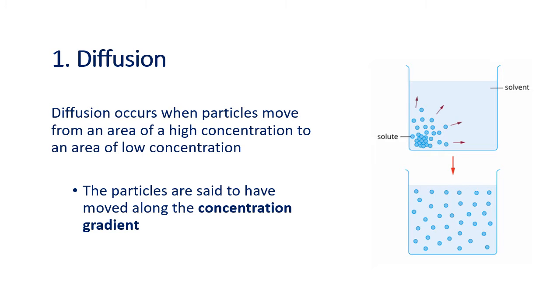Diffusion occurs when particles move from an area of high concentration to an area of low concentration. The particles are said to have moved along the concentration gradient, or moved down their concentration gradient. We can see this in the diagram on the right, as we see solute particles in a high concentration in the corner of the beaker. Over time, they will diffuse throughout the solution until they reach equilibrium, or until they're evenly spread throughout the solution.